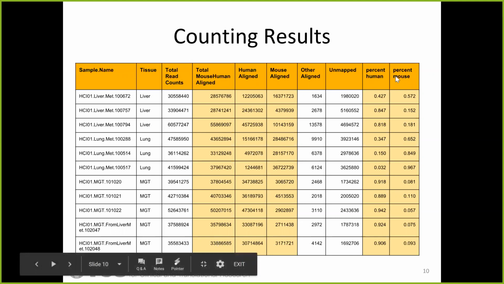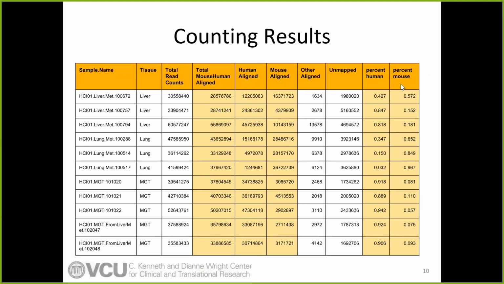So the percent of human and percent of mouse that I calculated for this data was based off of the total of mouse and human aligned reads. So we wanted the percent to add up to 100%. So we excluded any reads that aligned to viral, and we excluded unmapped reads, just to make the data easier to look at. Because you're always going to have some of these in there. And so you can see some of these samples have a different percent of human and mouse. For example, this one is 84% human. And this one is only 15% human, and it's mostly mouse.